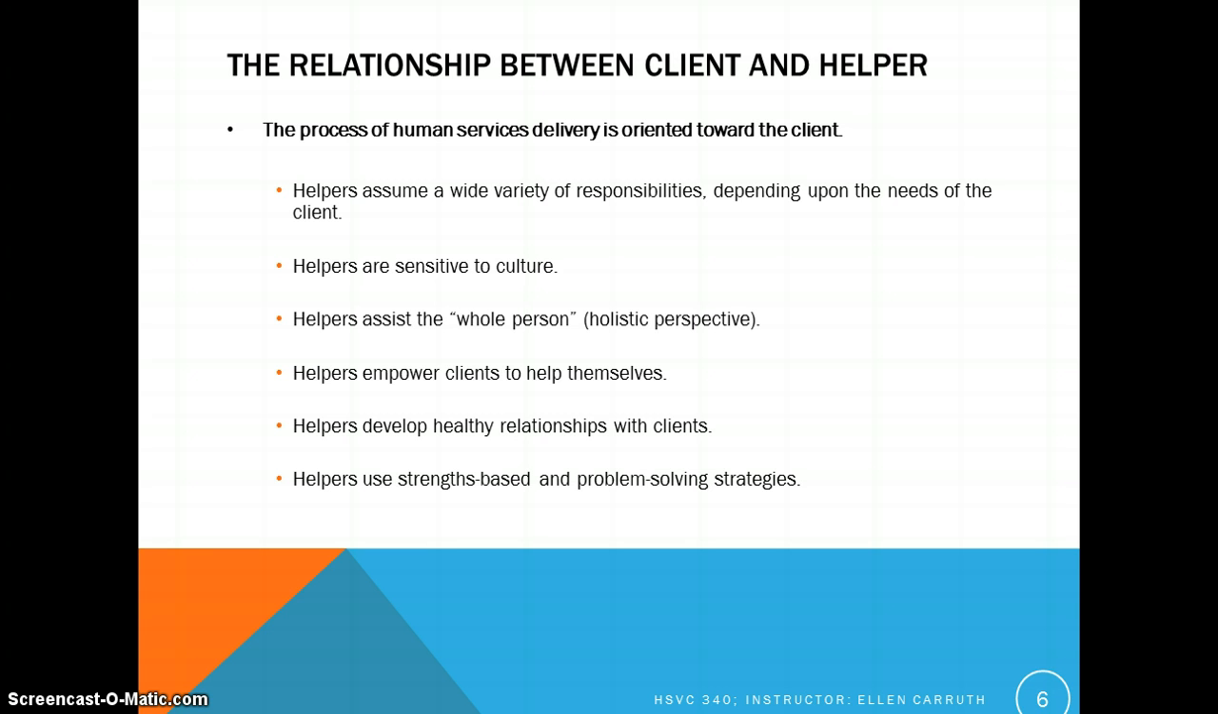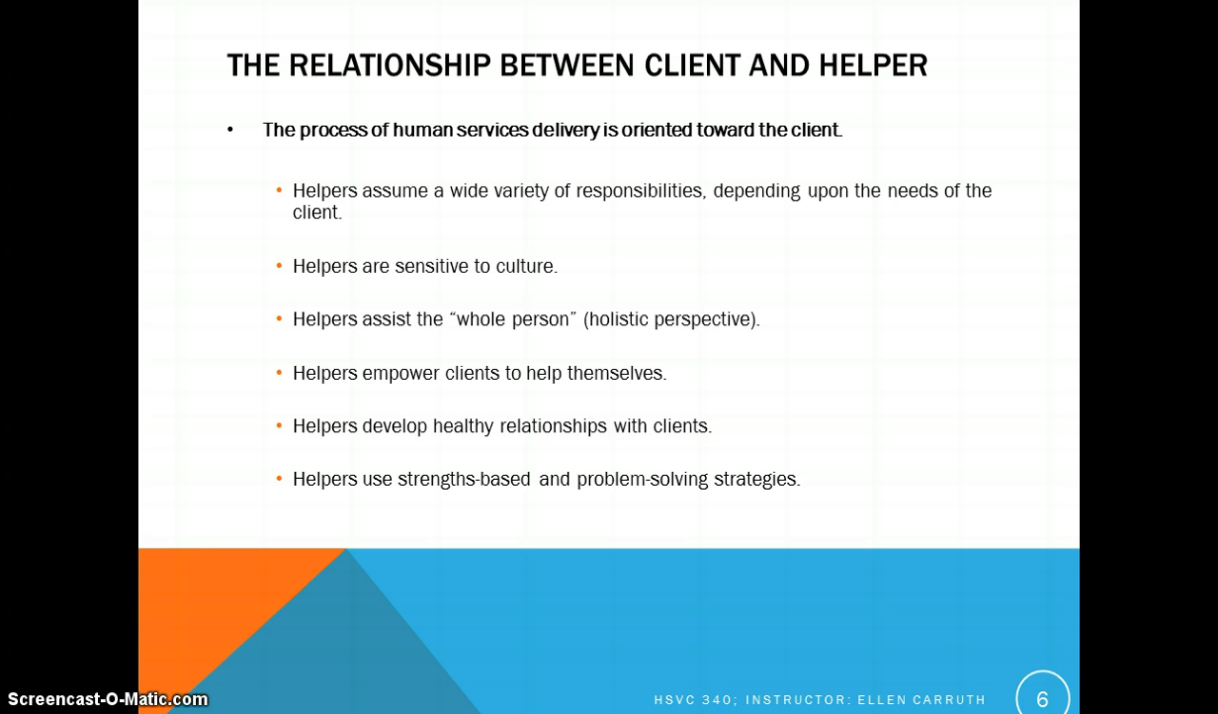Whenever human service professionals are able to relate to their clients in effective ways, then the process of providing services is simplified. This process is always oriented toward the client rather than the helper. In order to promote self-sufficiency for the client, the helper needs to be aware of many things. First, the helper's roles at different steps along the way will differ depending upon the needs of the client at any given point in time.